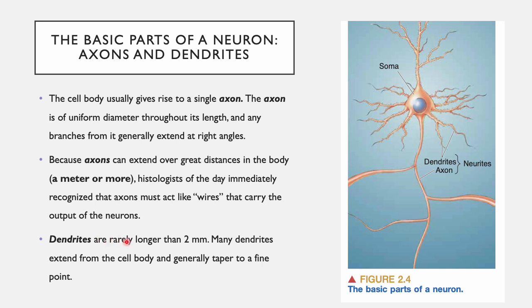Dendrites are rarely longer than 2 millimeters, and many dendrites actually extend from the cell body, and then they generally taper to a fine point. So they're very short, about 2 millimeters.